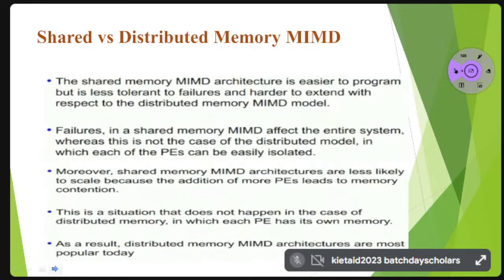And the second point: failure in a shared memory MIMD affects the entire system. In shared memory, this is a common place for all. If anything happens to this table, then everything will suffer, because all people are sharing the same one. If this is damaged, it affects not only one person but all the members. In the same way, processors 1, 2, 3, 4 and N processors are sharing the common memory.